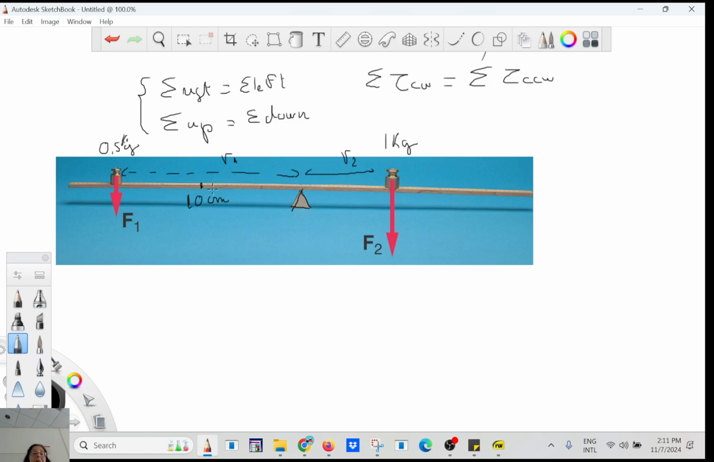If the distance is in centimeters, you can leave it in centimeters as long as it's in centimeters on both sides because of the equal sign. If that disturbs you, be my guest, you can convert kilogram to Newton and centimeters to meters. But as long as you are consistent, you don't have to.